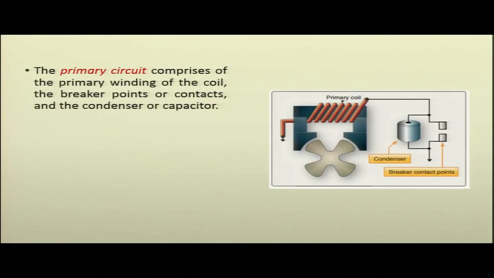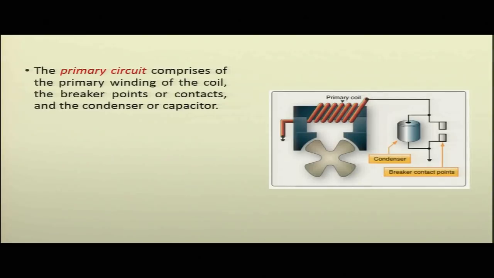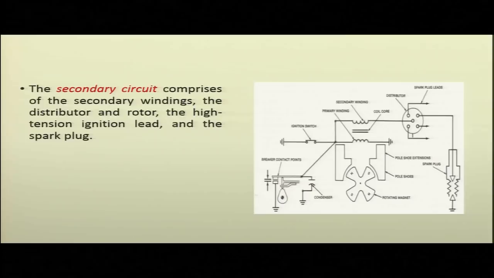We have seen that the magneto system has three circuits. The magnetic circuit has a rotating permanent magnet with a coil core, pole shoes and pole shoe extensions. In the primary circuit, we have a primary coil, breaker points and a condenser or capacitor. The secondary circuit comprises the secondary windings. You can see in the figure, these are the secondary windings.